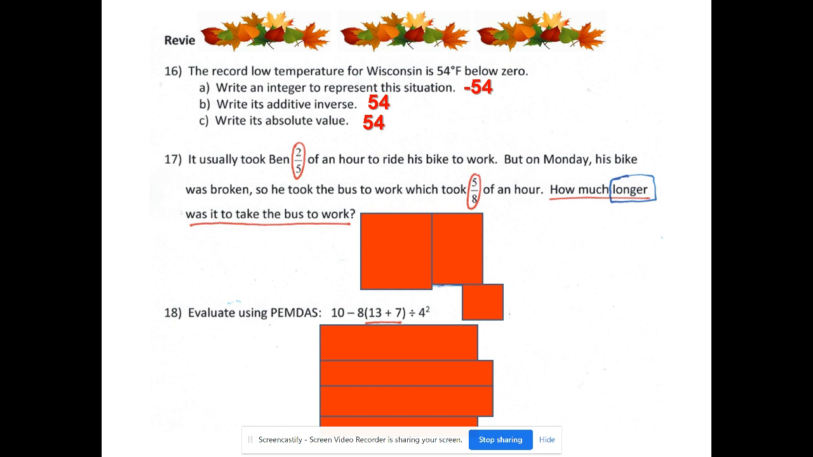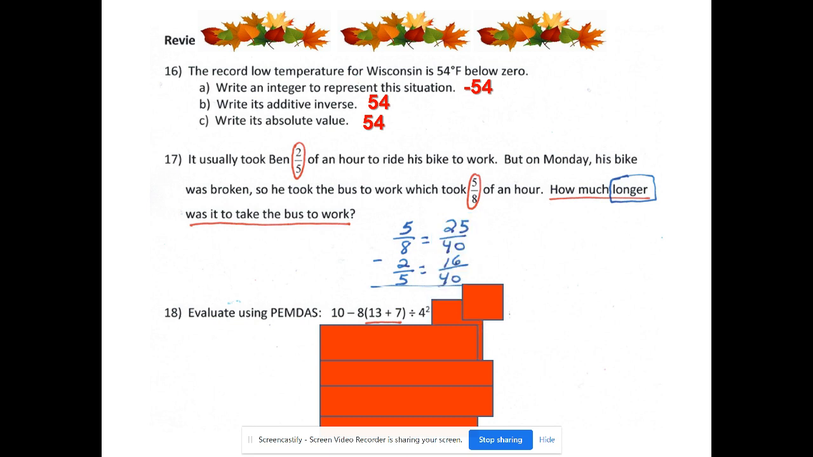17. It usually took Ben 2/5 of an hour to ride his bike to work, but on Monday his bike was broken. So he took a bus to work, which took 5/8 of an hour. How much longer was it to take the bus to work? So we want to find the difference of these two. So we did 5/8 minus 2/5. You can use your calculator here or get common denominators. But in the end, you should get negative 9/40.